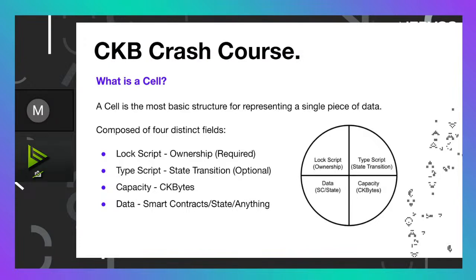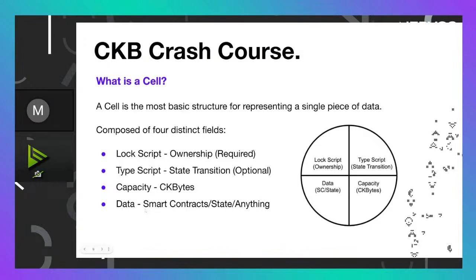And the third one is capacity. This is the CK bytes that are actually in the cell. Just like Bitcoin has a field to indicate how many BTC are in a UTXO, capacity is Nervos's way of saying how many CK bytes are in the cell. Now, the reason we use the term capacity is because this is defining how much data can be stored in the cell. In Nervos, one CK byte equals 1 byte of data storage in the fourth field, which is data.